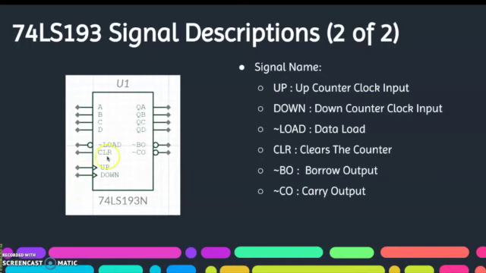Then over here we have the load and the clear. So the load is our load input. When the logic is 0, the data on A, B, C, and D load into the counter. So that means they go bloop and come right over here. And this is asynchronous, so it happens automatically, without waiting for the signal coming from the clock.